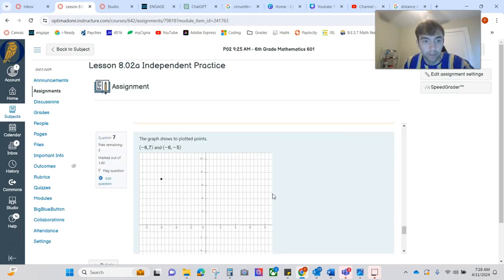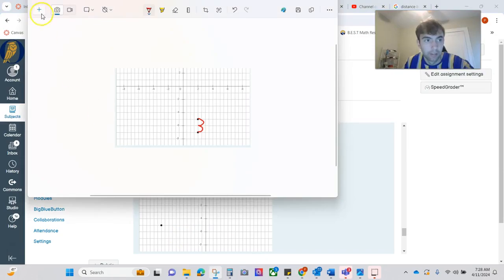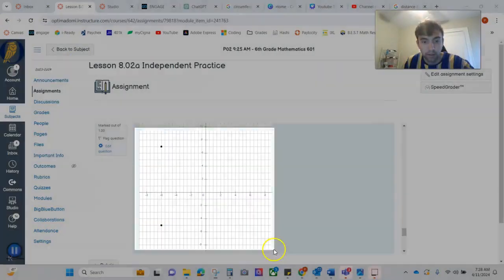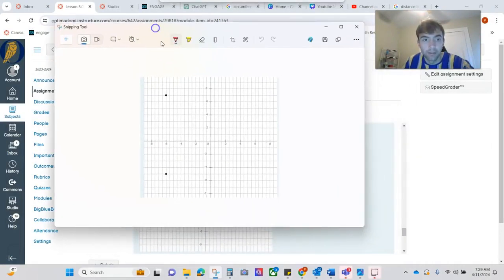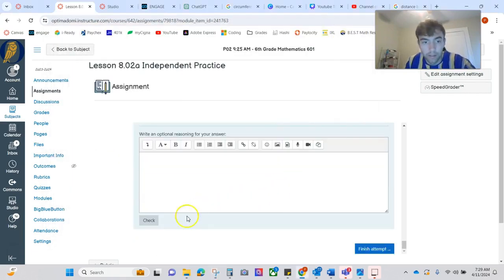Use the graph to find the distance between the 2 points. -6, 7 and -6, -5. Let's use our marker to help us find the distance between these 2 points. So starting here, I'm going to count the jumps. 1 jump, 2 jumps, 3 jumps, 4 jumps, 5 jumps, 6, 7, 8, 9, 10, 11, 12. Let's count that again just in case. 1, 2, 3, 4, 5, 6, 7, 8, 9, 10, 11, 12 jumps. 12 is the distance.